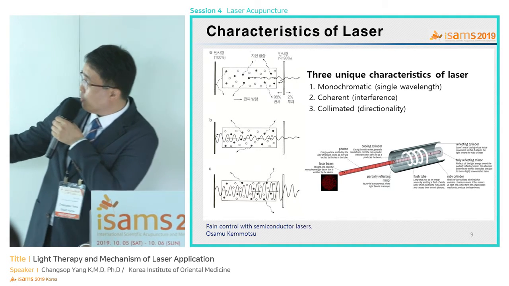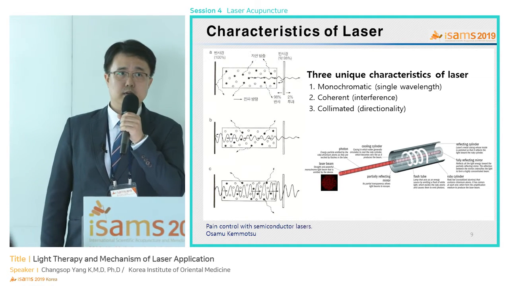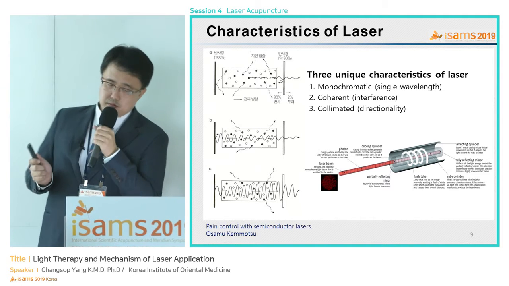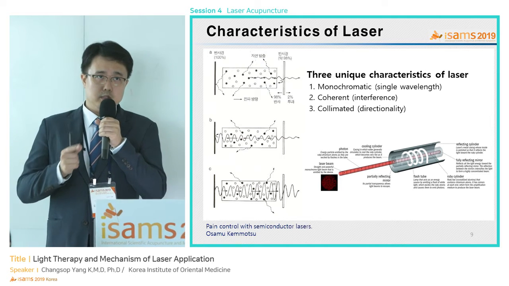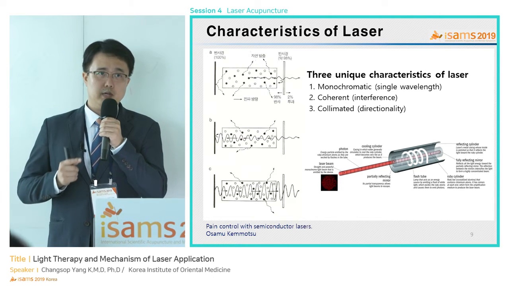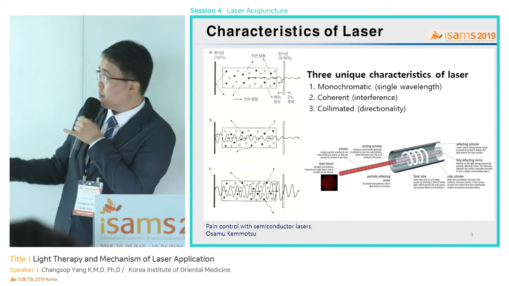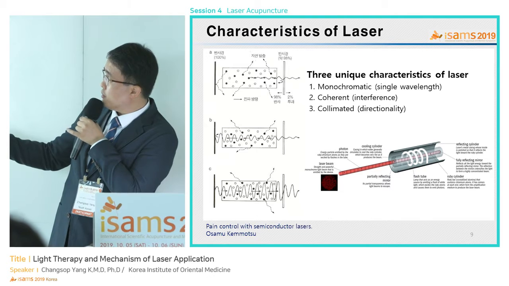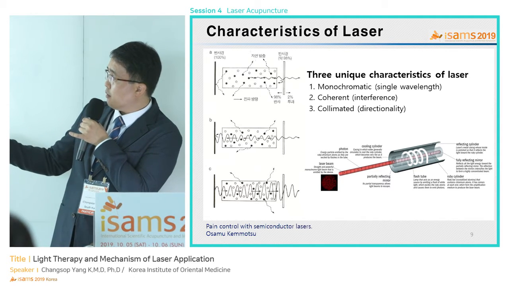One is monochromatic. It means single wavelength and single color, because during the stimulated emission of light, one color of light, one wavelength of light is made, and other light is not made. So every kind of laser has one wavelength and one color.